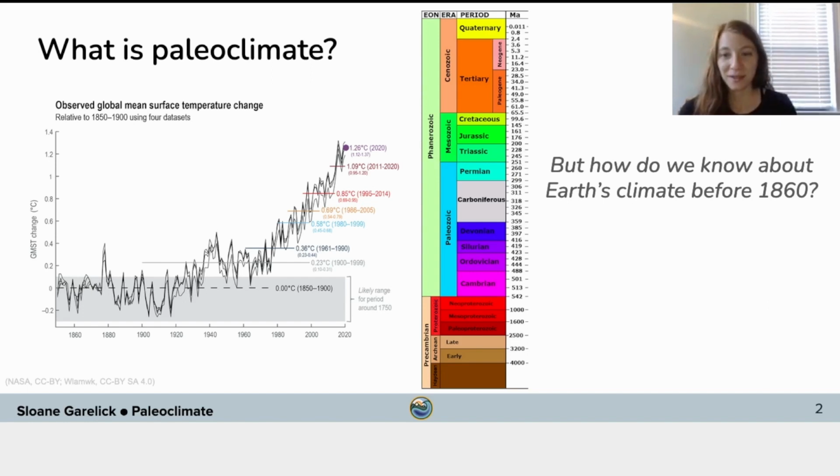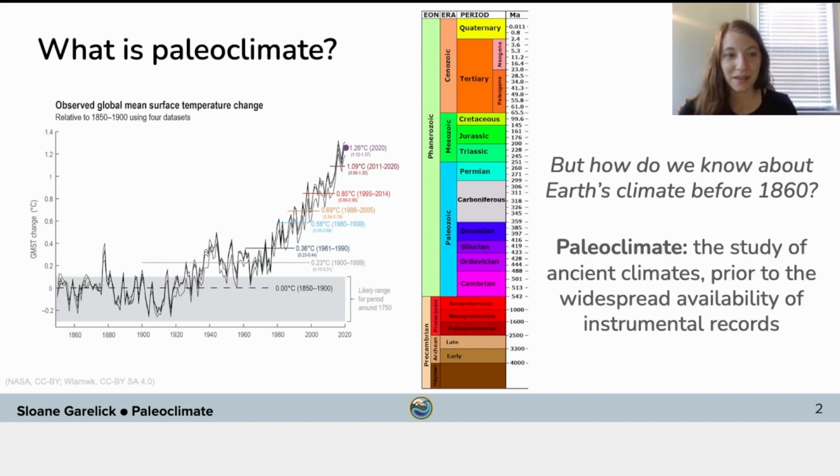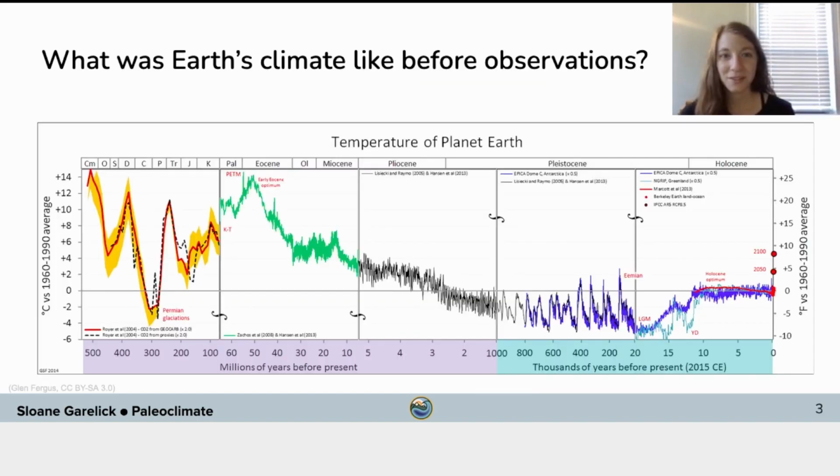And this is where paleoclimate comes in. Paleoclimate is the study of ancient climates prior to the widespread availability of instrumental records. So what was Earth's climate like before instrumental records? This figure is showing past changes in temperature on Earth over the past 500 million years, with age on the x-axis and then a temperature anomaly on the y-axis. And you'll notice that there's been a lot of variability in the temperature on Earth over this time.